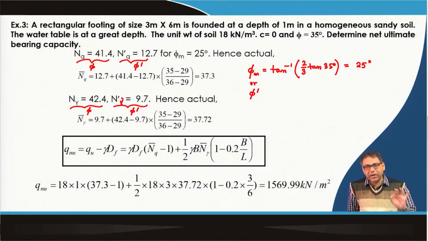But we have the value corresponding to phi. If I take the phi value, which is given as 35 degrees, then we are basically considering the general shear failure case. And now, if you calculate the reduced phi and then calculate the bearing capacity factor, that is our local shear failure consideration. So, if I calculate the bearing capacity factor by considering phi, that will give us the general shear failure consideration, and if you calculate it considering the reduced phi, or phi dash, or phi m, that is the local shear failure consideration. But our case is intermediate, so we have to interpolate this value.